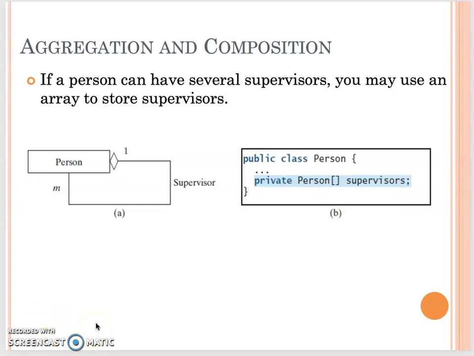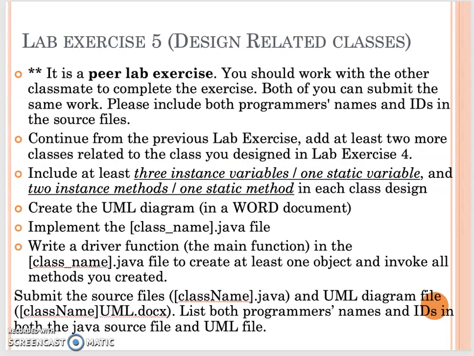We talked about aggregation, composition, and association. Next week we will continue to talk about the inheritance relationship. This is what I want you to add into your lab exercise 5. Your lab exercise 5 continues from your lab exercise 4.